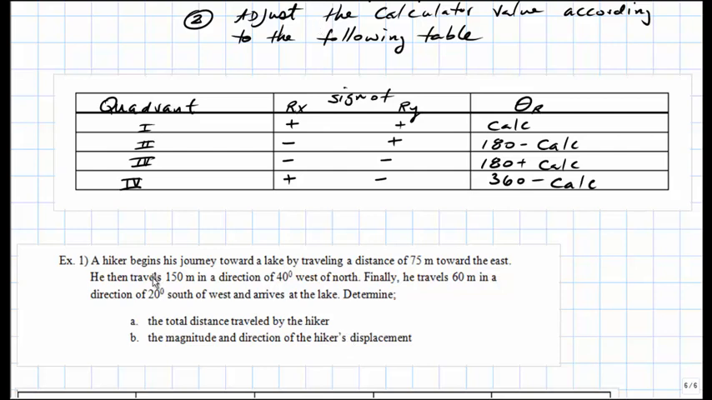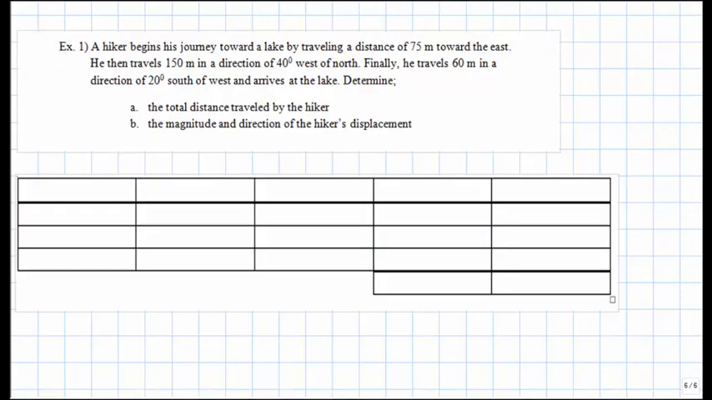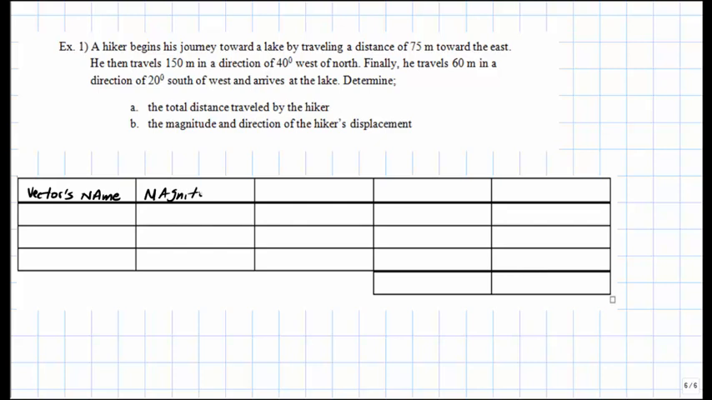Let's begin by organizing all this information within a table. So here's our table, and the first column will be headed by the vector's name. The second column will designate the magnitude of the vector. We'll designate the angle in the third column, followed by the x component and y component.